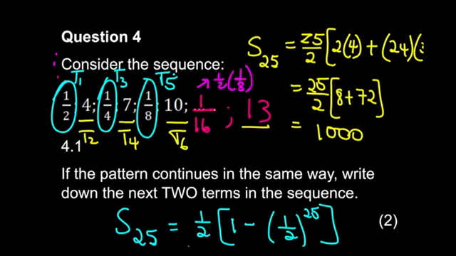And the yellow terms, 4, 7, 10, we can see that we're adding 3 to get 7, we're adding 3 to get 10, so we must add 3 to get 13. So it's 10 plus 3.